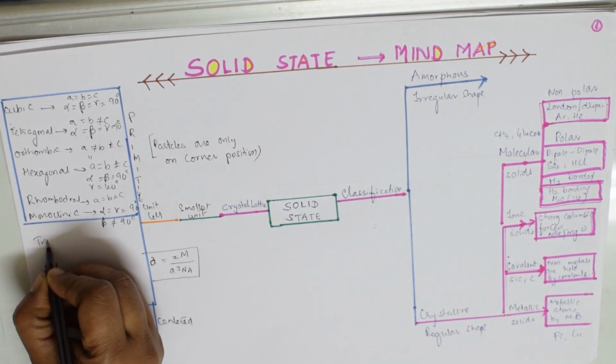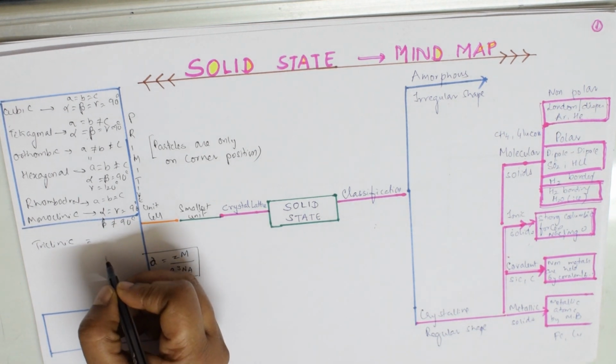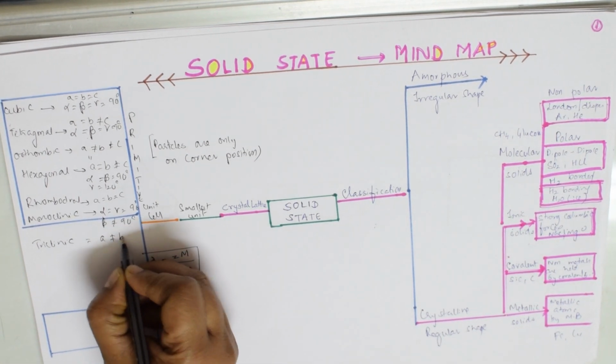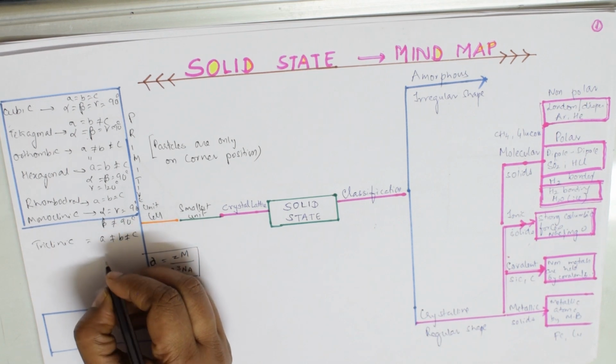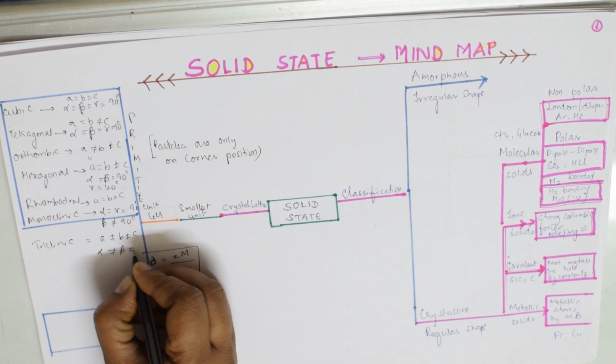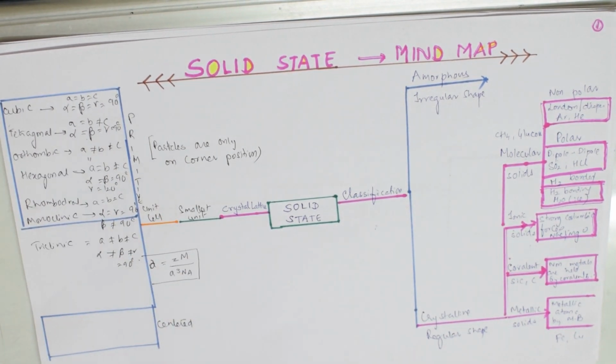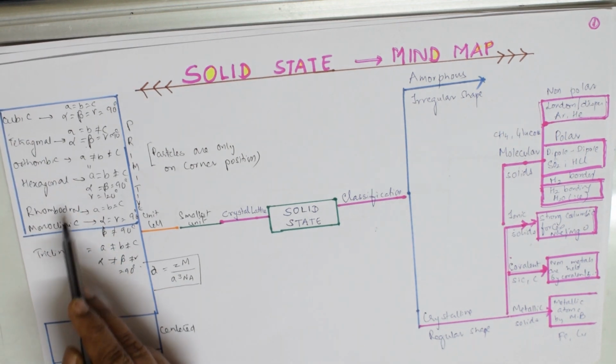Last is the triclinic. In triclinic, potassium chromate and boric acid are examples. Here A is not equal to B is not equal to C, and alpha is not equal to beta, which is not equal to gamma, not equal to 90 degrees. So these are the 7 Bravais systems which we have. The edge lengths are given, and the angles between the edges also are given, alpha, beta and gamma. So 1, 2, 3, 4, 5, 6, 7.